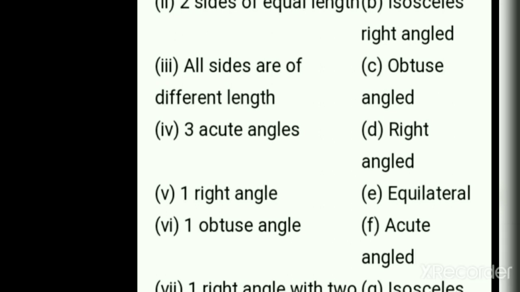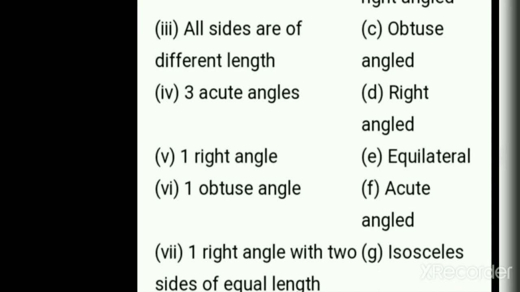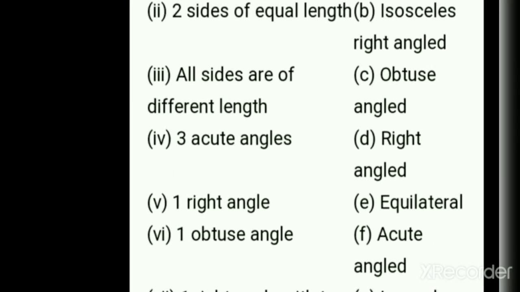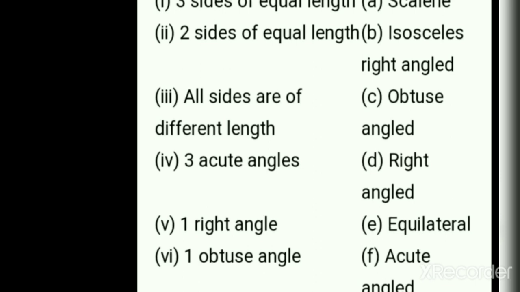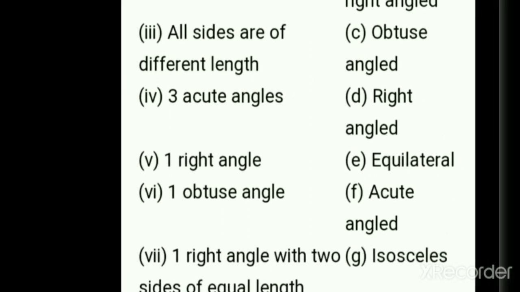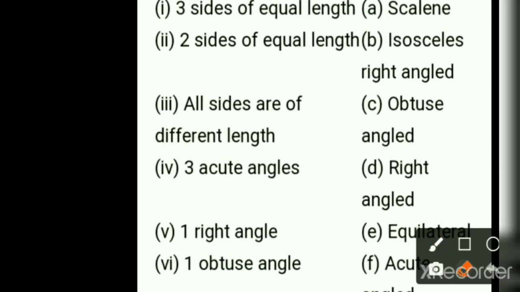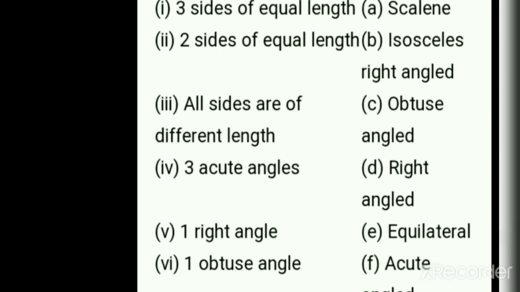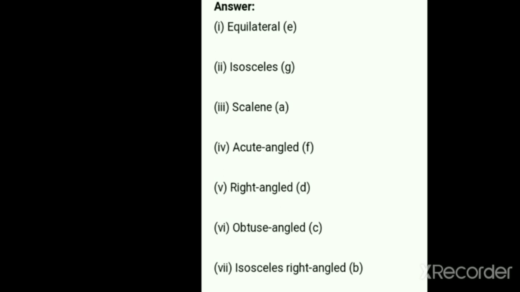Now next one, right angle with two sides of equal length. Okay, so if two sides are equal, it is an isosceles triangle. Now regarding the angles, if one angle is a right angle, then it is an isosceles right angled triangle. Okay, so seventh subdivision, the answer is isosceles right angled triangle. Clear, children? Now you can take down the answers.